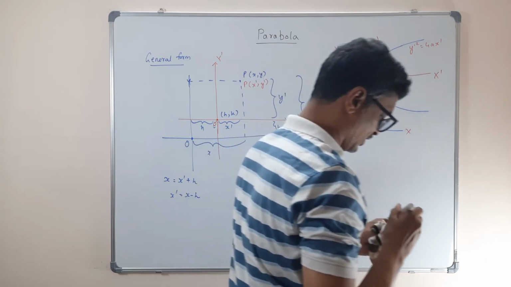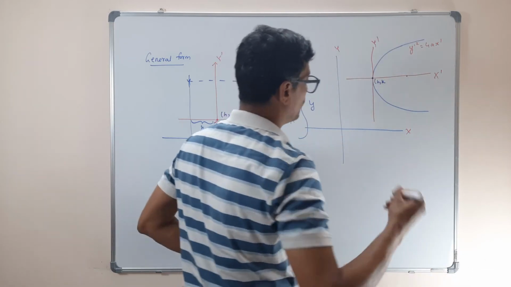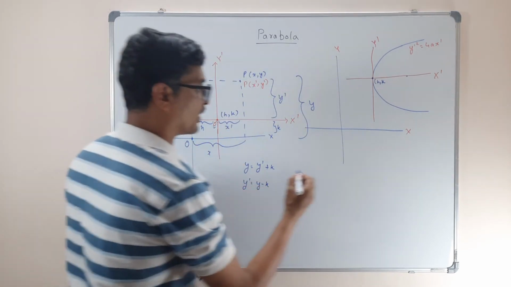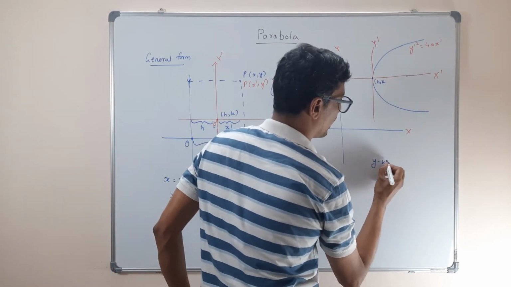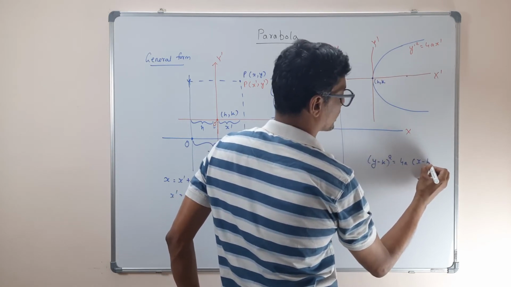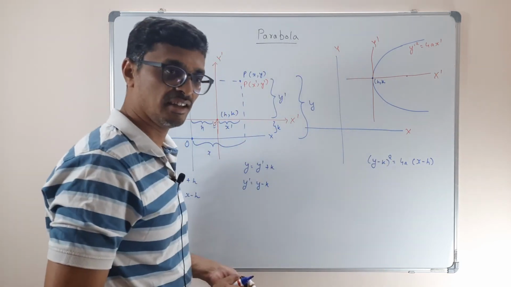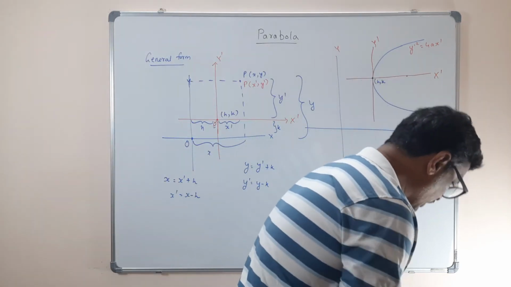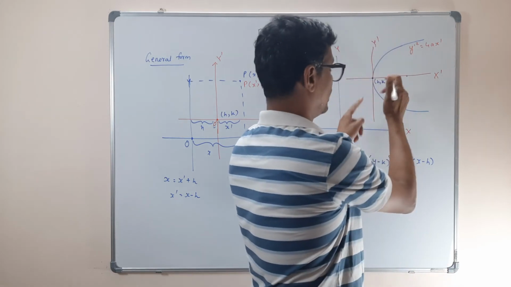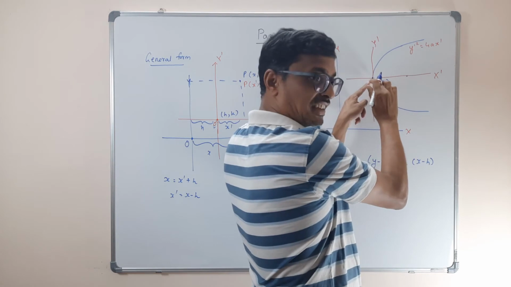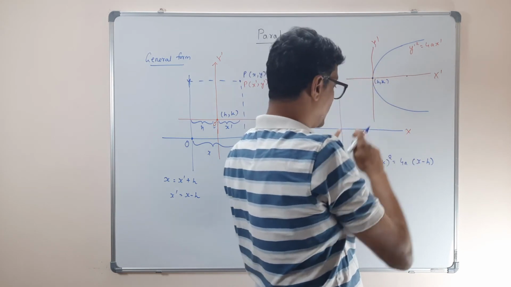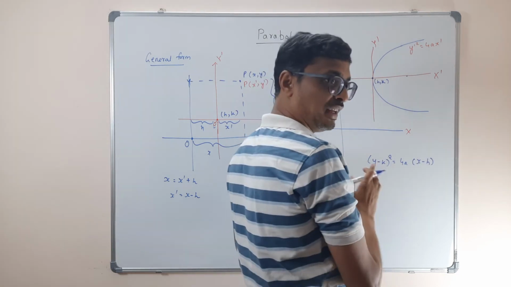Now you tell me. y prime is equal to y minus k. Exactly. So we have y prime equal to y minus k, and we are going to have (y minus k) whole square equal to 4a into (x minus h). This is the general form of a parabola. Given a vertex of the parabola, which is h comma k, the general form of the parabola equation is going to be like this.